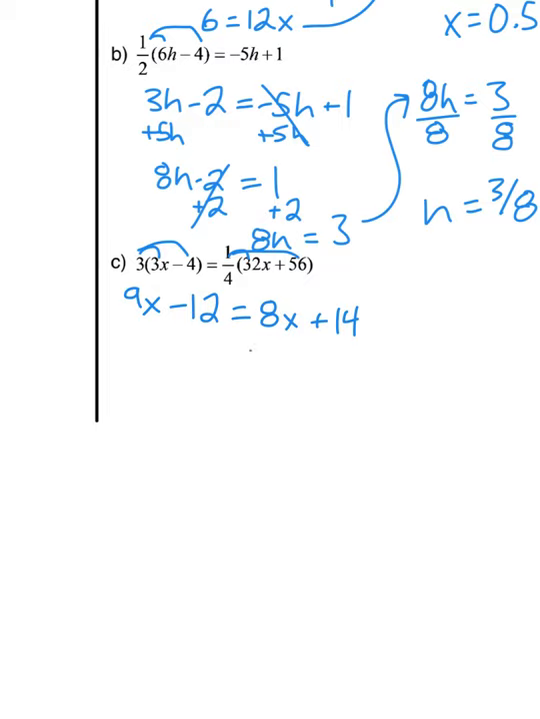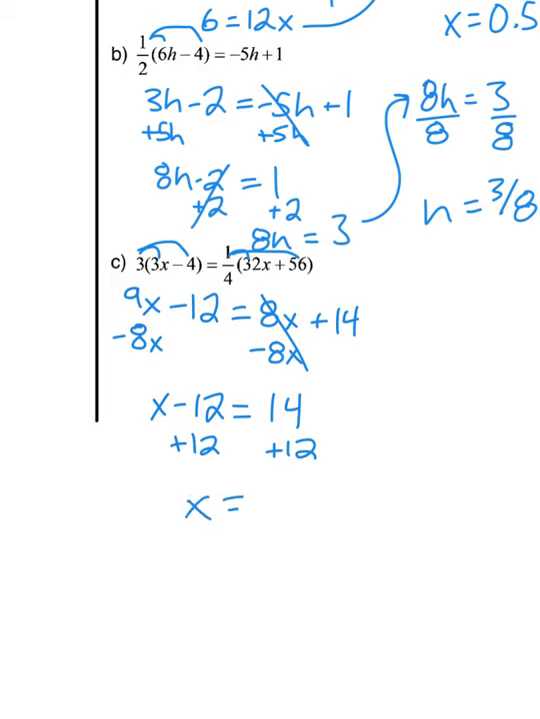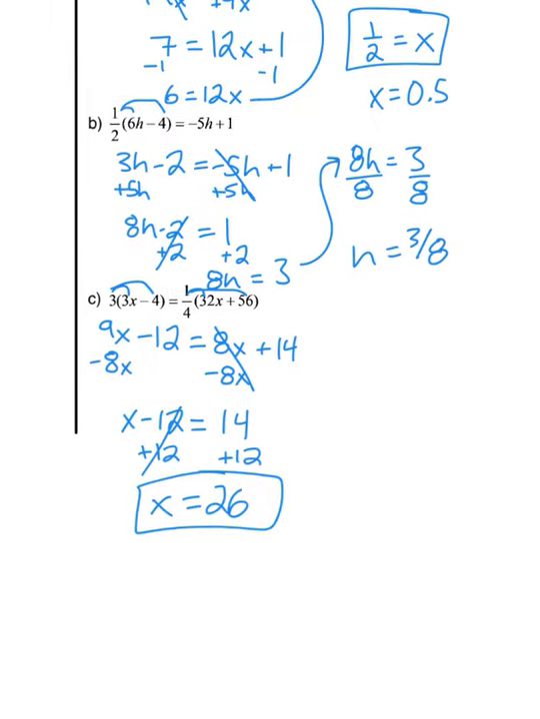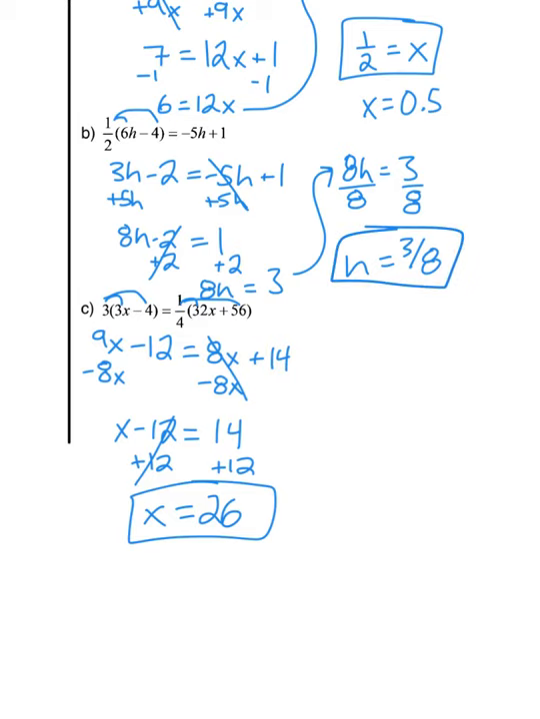Now I'm going to get all of the variable terms to one side. So minus 8x, minus 8x. I have x minus 12 equals 14. Now I need to add 12 to both sides. And I get x equals 26. And that's my answer. Now, of course, you should be double checking these, so all 3 of these answers you can plug back into the original equation and see that we got the right answer.